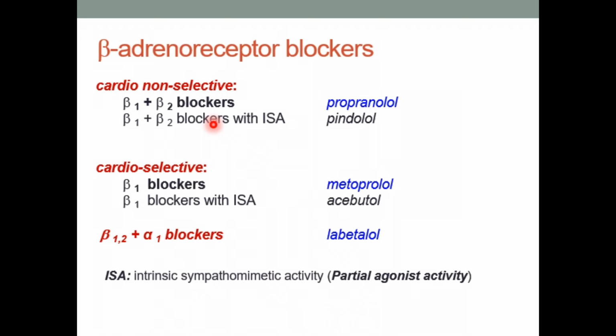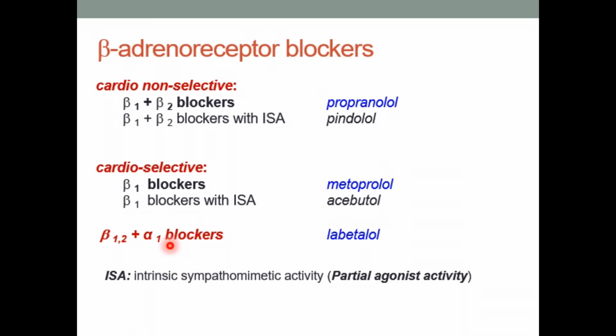Okay. In terms of the cardio-selective beta blockers, we have metoprolol, a beta 1 blocker, and then cardioselective blockers with ISA, which is acebutolol. And there are hybrid beta blockers, which not only block beta 1 and beta 2, but also block alpha 1.